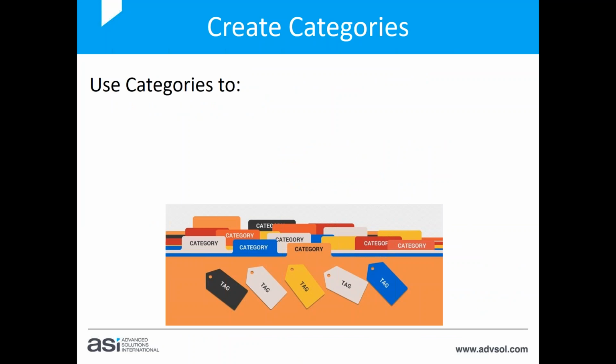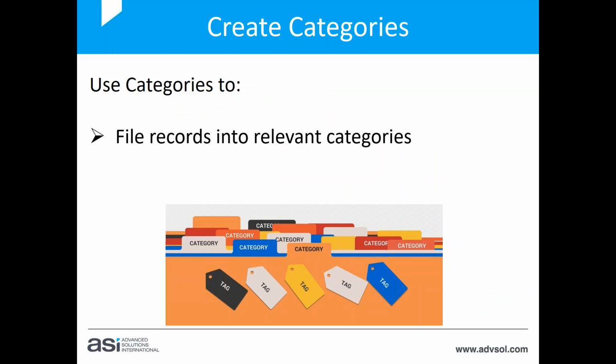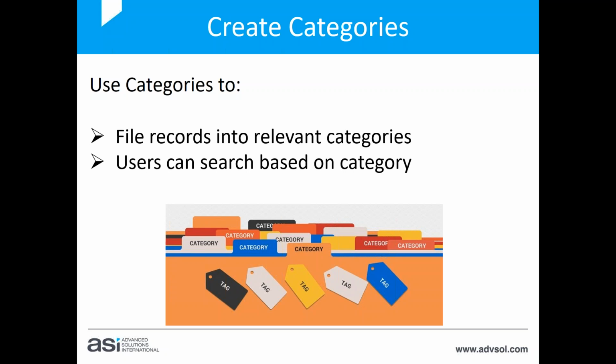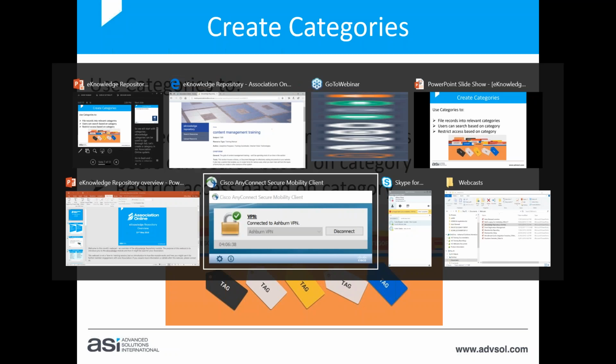So creating categories. The first step as administrators is to set up your categories. We're going to use categories to file your records into specific, relevant categories. Users can also search based on a category, and you can restrict access based on the category as well. So let's create a category in the Association Online system.